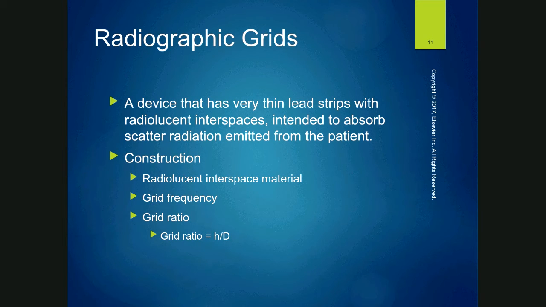There are different ways that you can describe grids. They can be described based on grid frequency. Grid frequency refers to the number of lines per inch or per unit of measure of length. It could be inch, could be centimeters, like how many actual strips there are crammed in that space. And then your grid ratio is basically what it says.